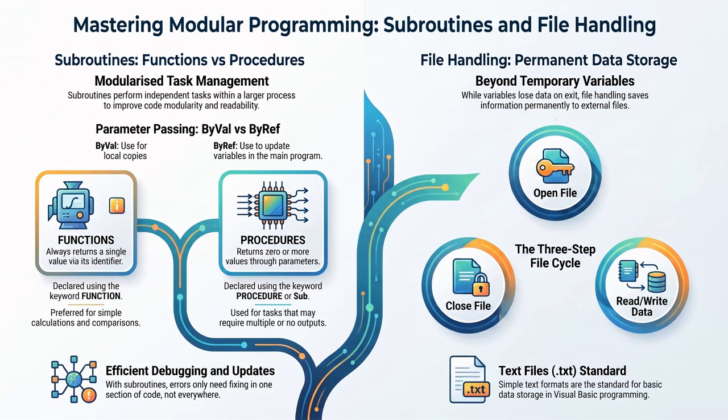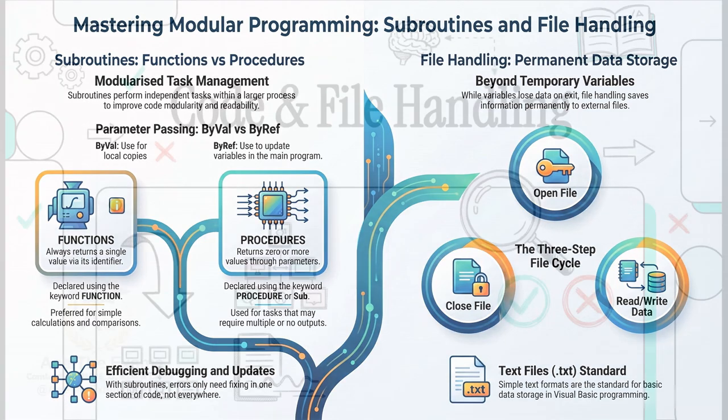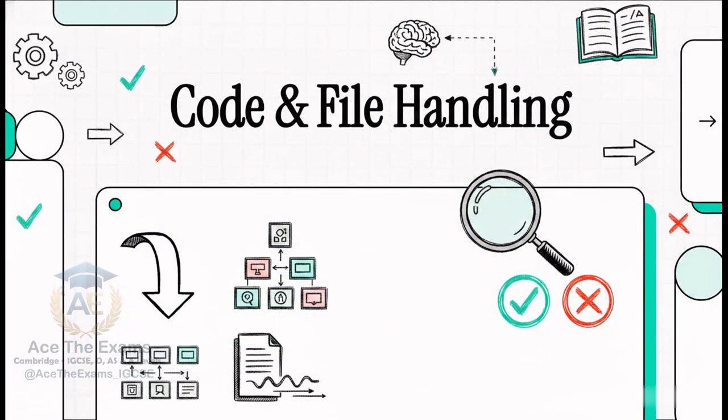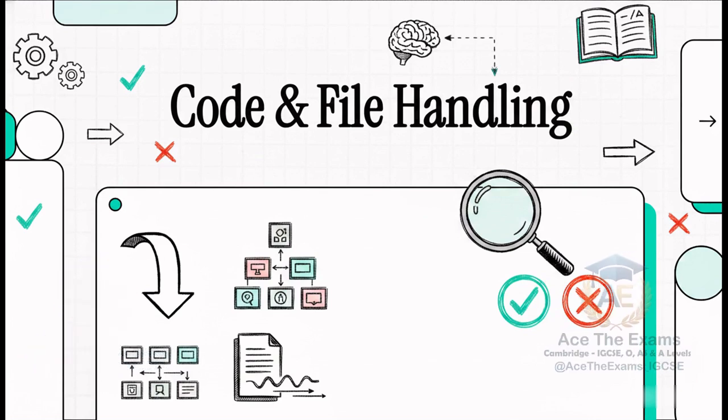When your Cambridge computer science exam pushes you out of your comfort zone, you push back with perfect answers. Welcome to this Exam Strategy Explainer. Today, we are tackling the boogeyman of grades, Chapter 7, Subroutines and File Handling.